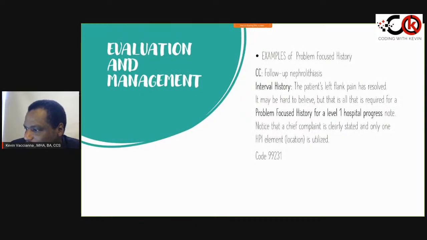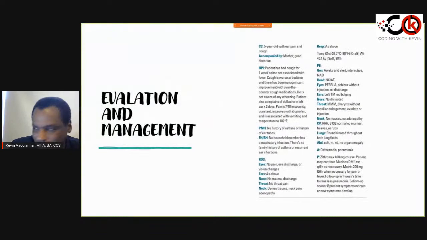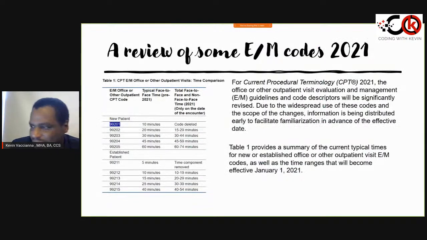Okay, and we went over an example of a 99231 level where we have a patient that has a problem focused history, and the patient is coming in for a follow-up of a nephritis. And we know it's a problem focused history for a level 1 hospital progress note. And so we are able to determine the place, the type of service, and all that good stuff. And we defined it to be 99231 as the code of choice for this visit. We also went over the scenario, and we're not going to go back over that tonight. All right, so now we step forward into 2021.